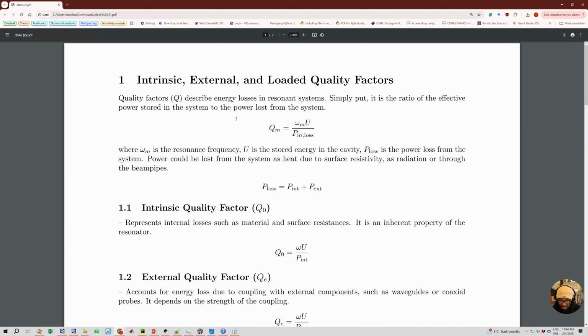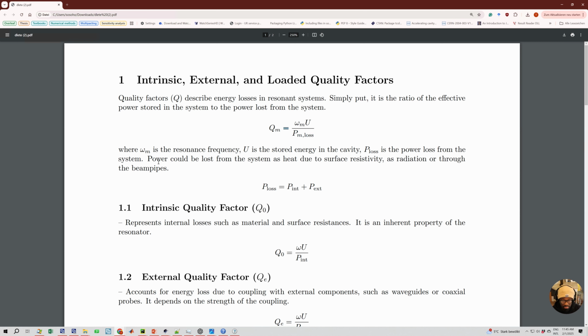To put it simply, it's the ratio of the effective power stored in the system to the power lost from the system. So here you have this formula, which is Q, and the subscript M represents the mode. In terms of eigenmodes, the quality factor associated with a particular mode is given as the energy stored in that mode, multiplied by the frequency of that mode, divided by the power lost from that mode to the environment, or power loss to anything.